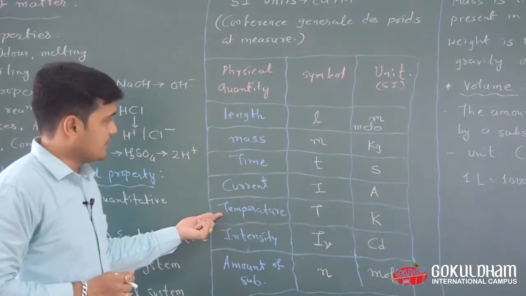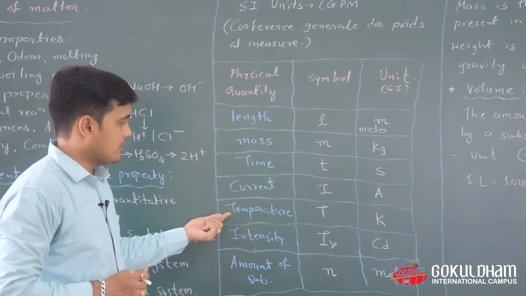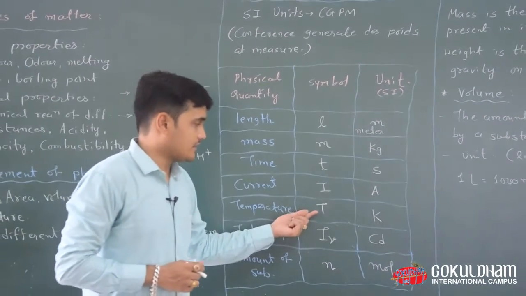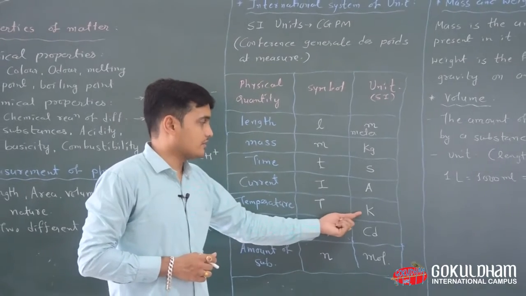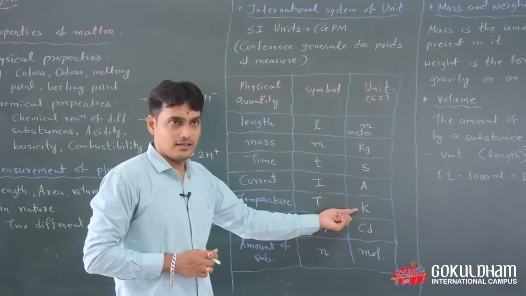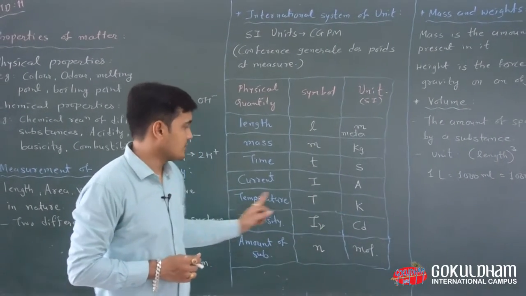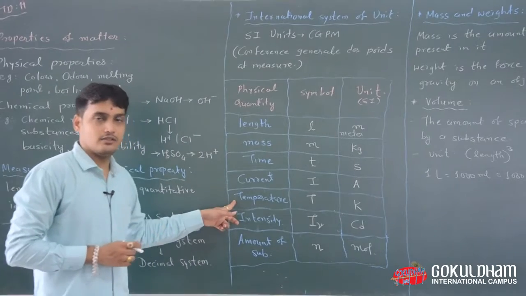The fifth one is temperature. Temperature is denoted by capital T, and the unit of temperature is Kelvin. Degree Celsius is not considered in the SI unit system.